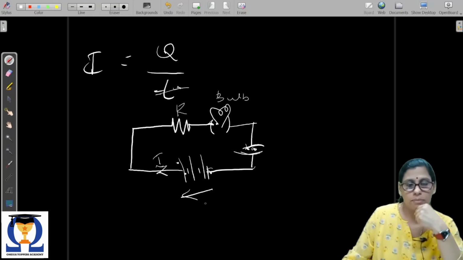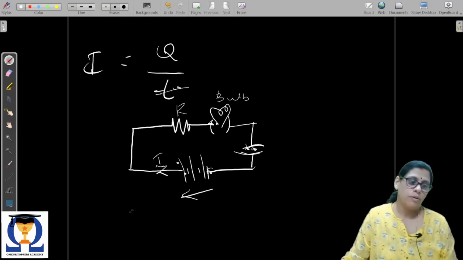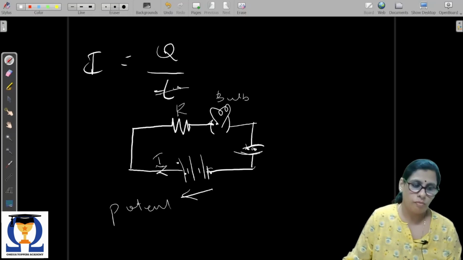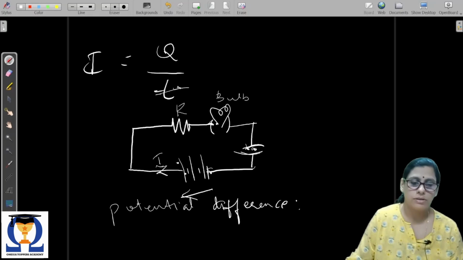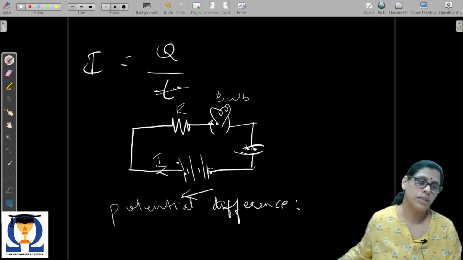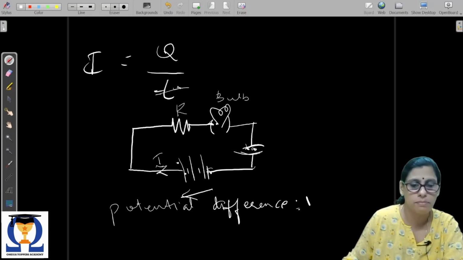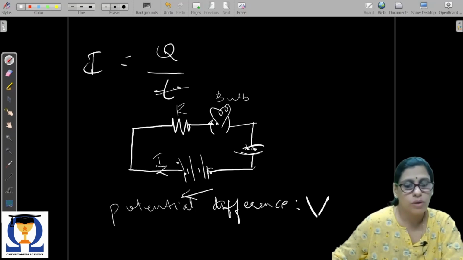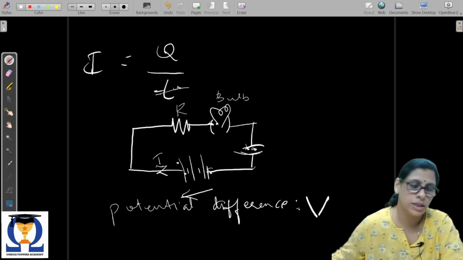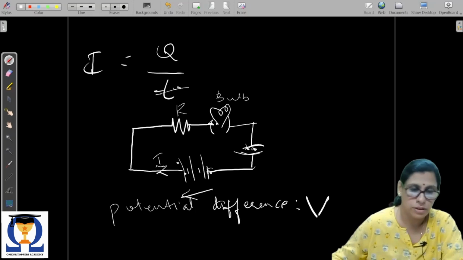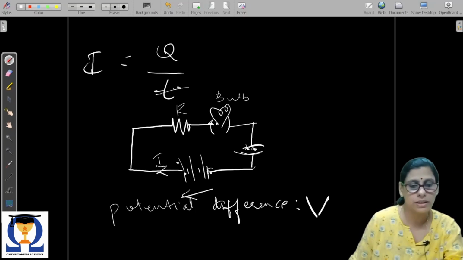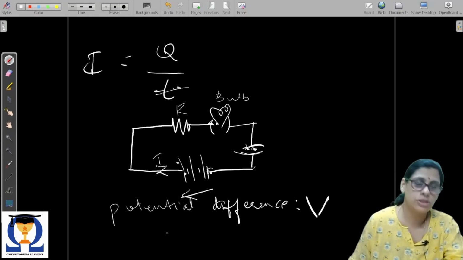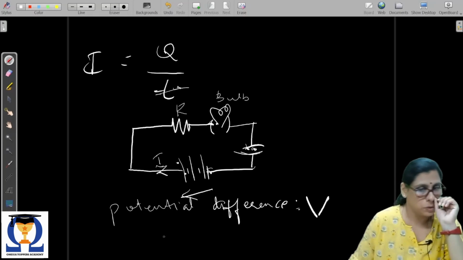Okay. So now coming to the concept of potential difference. What is potential difference? Potential difference is denoted by the symbol capital V. It is measured using a voltmeter, and this potential difference is nothing but the difference in the voltages present in a closed circuit between different components in the circuit.